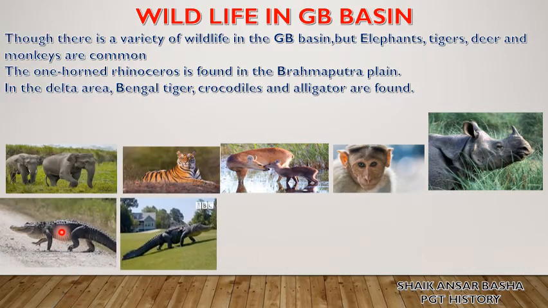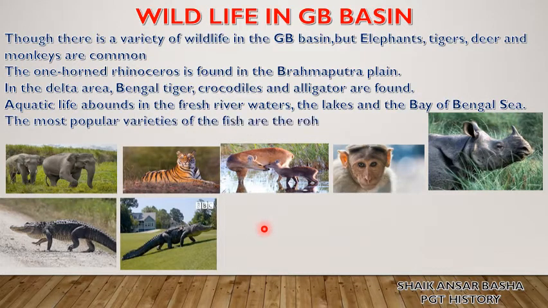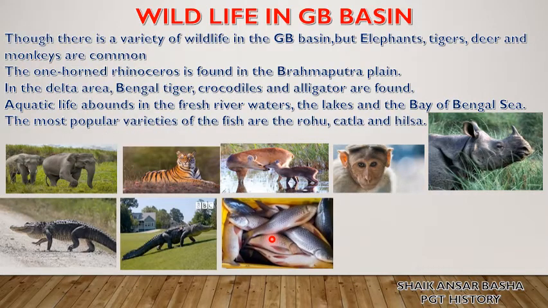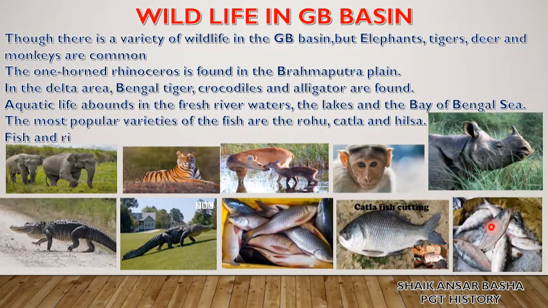These are crocodiles and alligators, and then aquatic life is found in the fresh river water, the lakes and the Bay of Bengal Sea. The most popular varieties of fish are rohu, katla and hilsa. This is rohu, this is katla, and these are the hilsa. These are the fish. Fish and rice is the staple diet of the people living in this area.